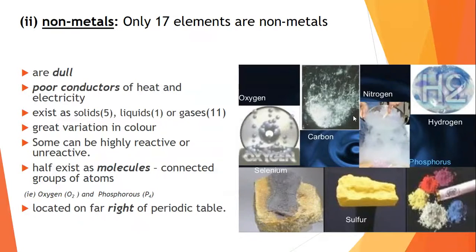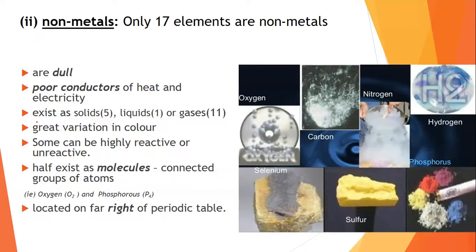Now, non-metals make up a small portion of the periodic table. And again, non-metals are found on the right-hand side of that staircase that I pointed out, starting up at boron. Okay, so they're located on the far right.